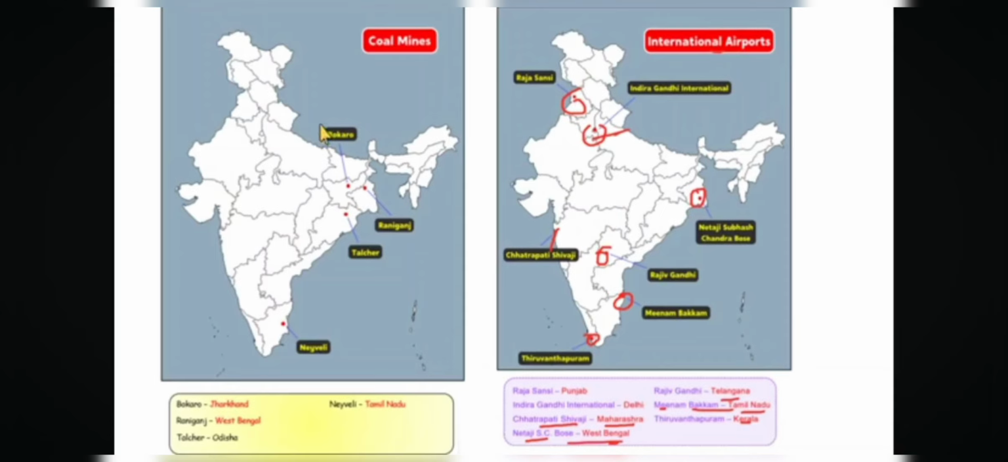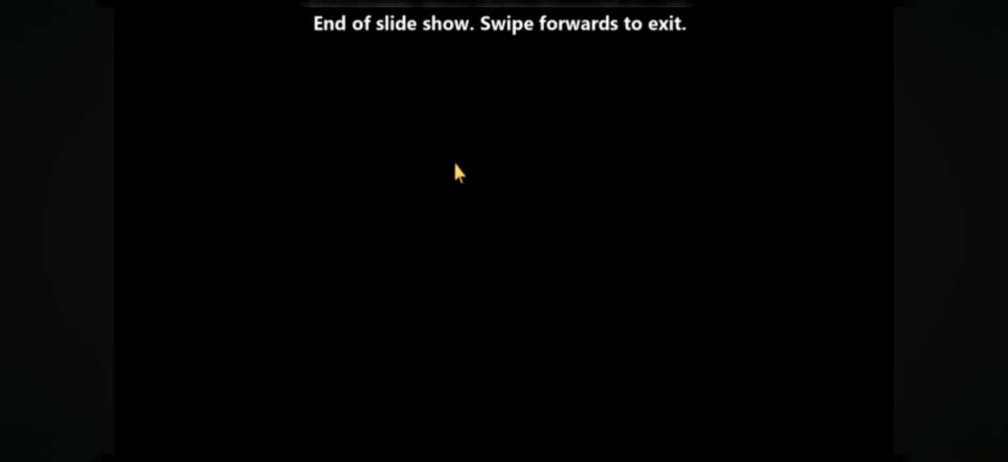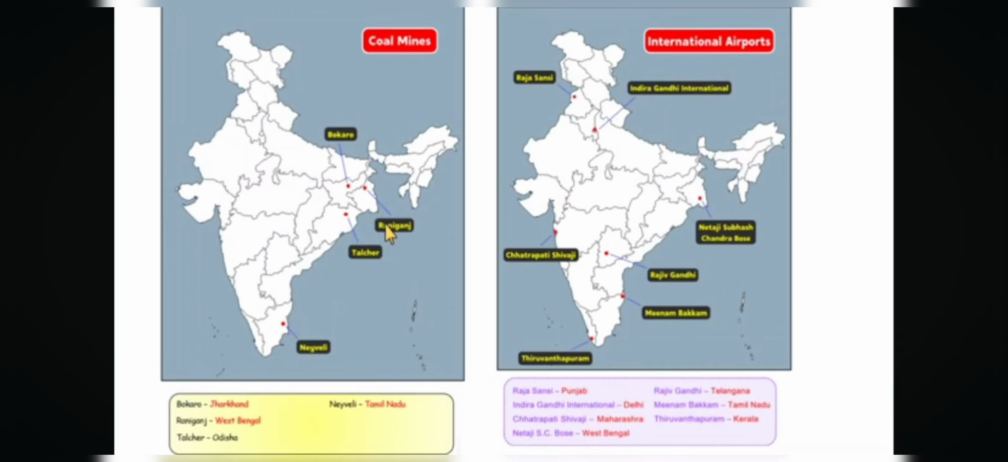Now, which one is important? I said at the beginning that Rajasthanji is important here. That is one. Netaji Subhash Chandra Bose is important from here, and Indira Gandhi International Airport is also important. But the chances of this are low. There's a higher chance either Rajasthanji will appear or Netaji Subhash Chandra Bose will be there. One of these two will be in the exam. Rajasthanji is more likely.